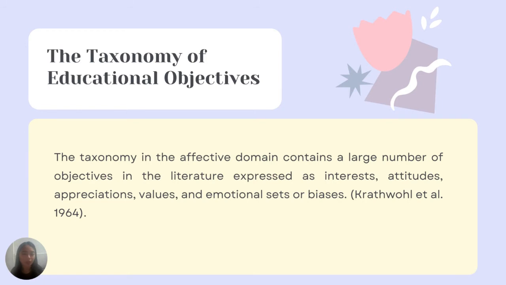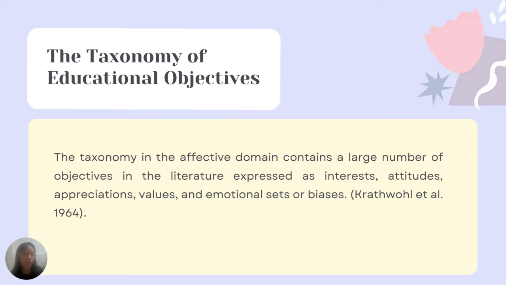So the taxonomy in the affective domain contains a large number of objectives in the literature that express interest, attitudes, appreciations, values, and emotional sets or biases. The descriptions of each step in the taxonomy, culled from Krathwohl's taxonomy of the affective domain, are given as follows.